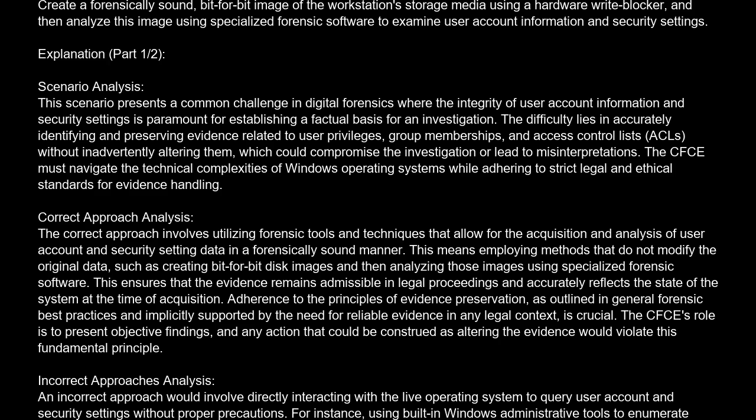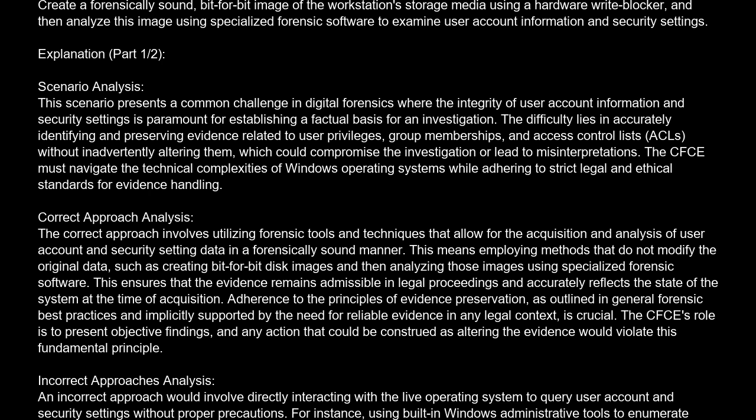Correct approach analysis. The correct approach involves utilizing forensic tools and techniques that allow for the acquisition and analysis of user account and security setting data in a forensically sound manner. This means employing methods that do not modify the original data, such as creating bit-for-bit disk images, and then analyzing those images using specialized forensic software.